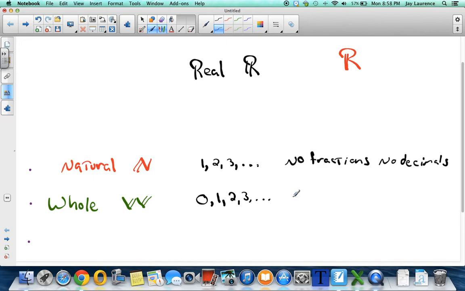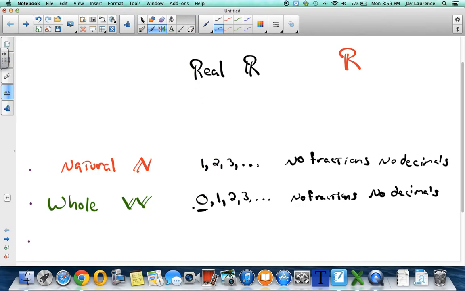So again, the whole numbers are just like the natural numbers. No fractions, no decimals. The only difference is that the whole numbers include 0, where the natural numbers do not. So every natural number is a whole number, but not all whole numbers are natural. It doesn't go both ways because 0 is not natural.